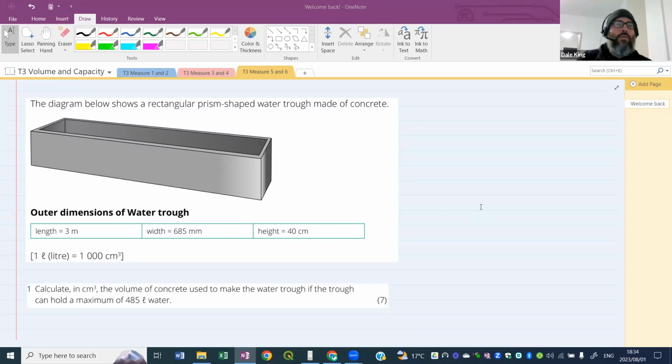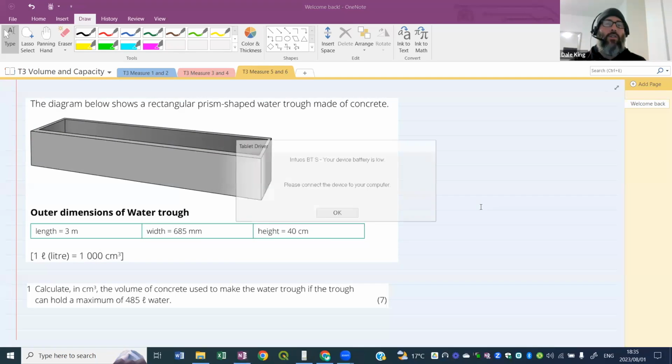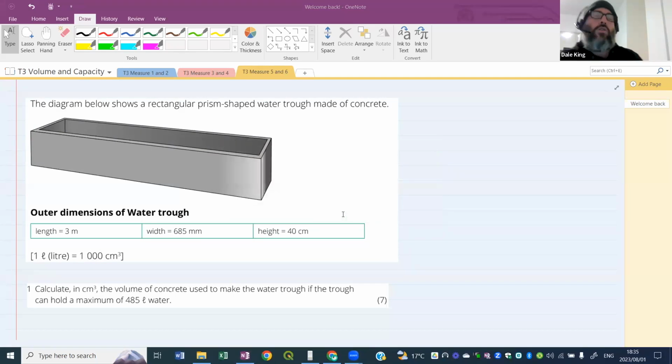Okay, here's the question. While Mohammed's telling us where Burgersfort is, the diagram below shows a rectangular prism-shaped water trough made of concrete. This trough is one that animals drink out of, obviously, and it's made of concrete. You pour water in here to give water to your animals on your farm. So it's a drinking trough made of concrete. There are dimensions for it: length 3 meters, width 683 millimeters, height 40 centimeters. I don't know if you noticed something there, ladies and gentlemen.